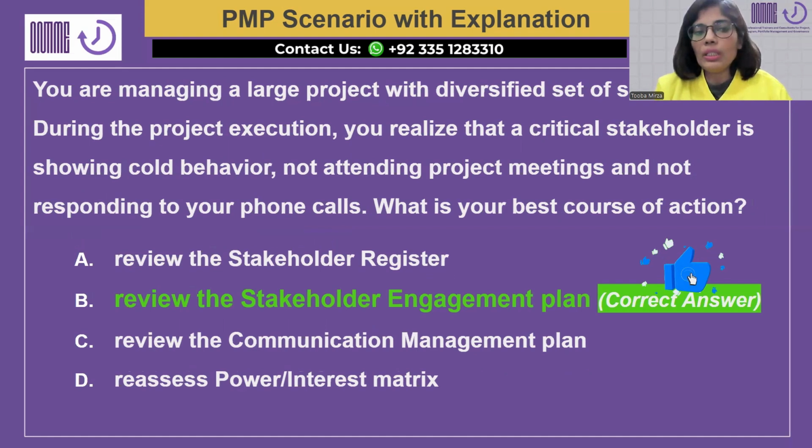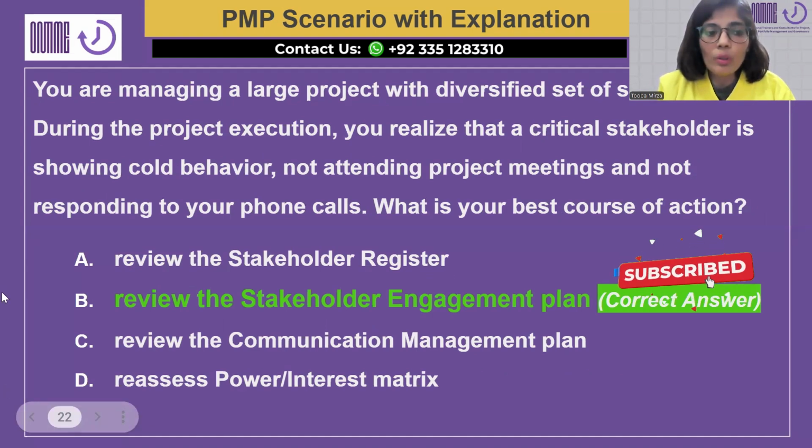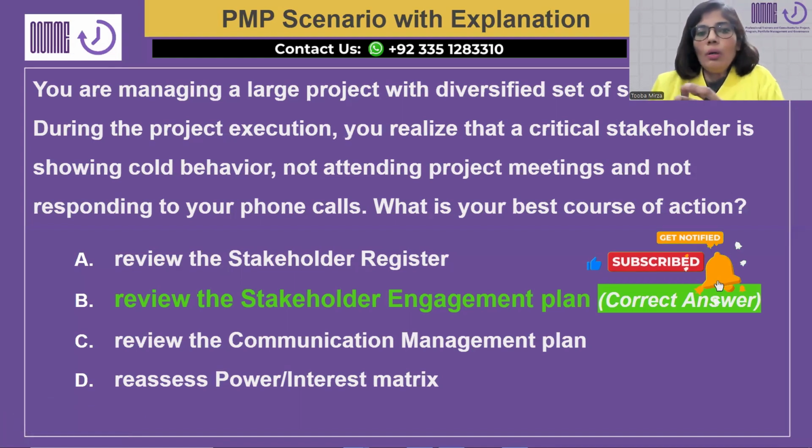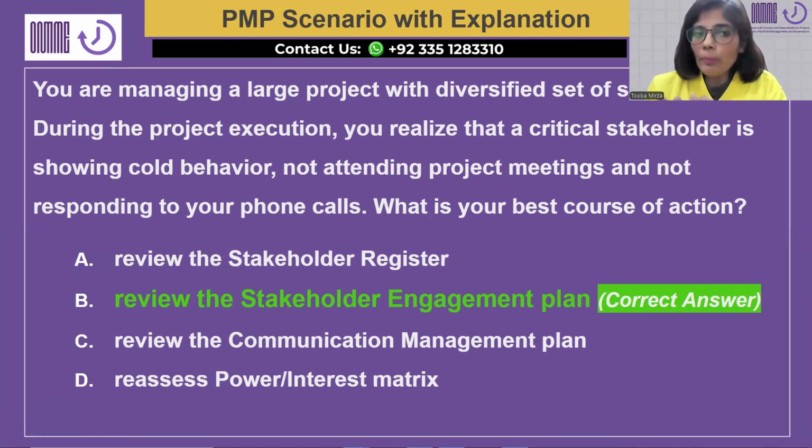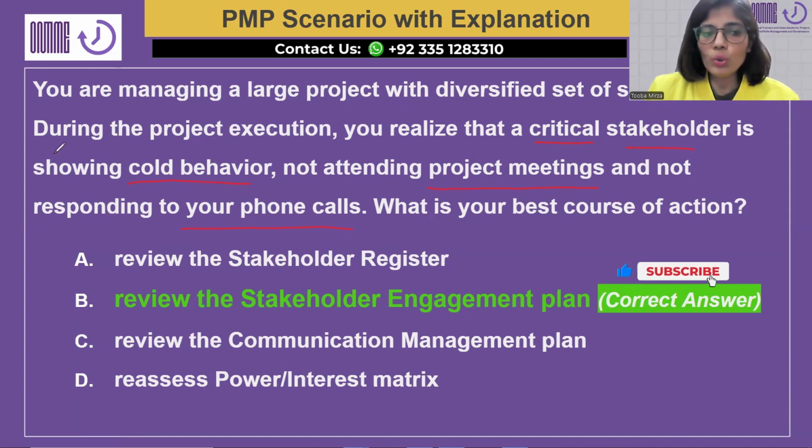Okay, let's begin step by step. First of all, in this particular case, the problem is that there is a key or critical stakeholder who is showing cold behavior, not coming to the project meetings, not responding to your phone calls. All of this shows resistance, unhappiness about the project or the project manager or the project team or the project work, but clearly he is not happy with your project work.